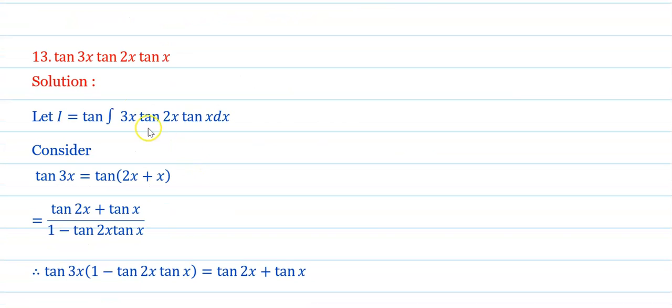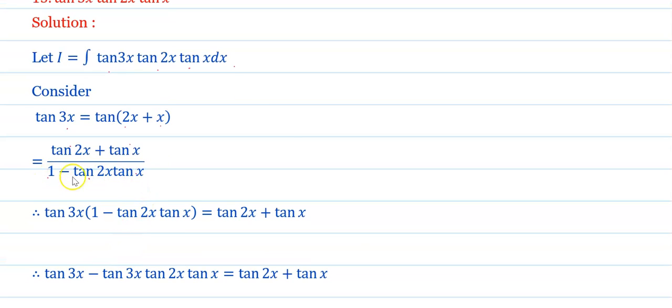Now the next problem. Problem number 13. I is equals to, again here, I is equals to integral tan of 3x into tan of 2x into tan x into dx. Okay. Now consider this tan of 3x can be written as tan of 2x plus x. Okay, what is the tan of a plus b? tan a plus tan b upon 1 minus tan a into tan b. Next multiplication. 1 minus tan of 2x into tan x gets multiplied with tan of 3x, and hence you will get tan of 3x into 1 minus tan of 2x into tan x is equals to tan of 2x plus tan x.